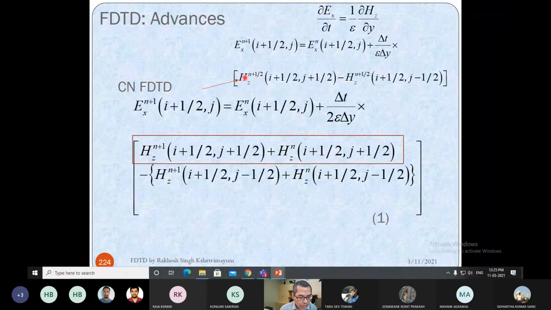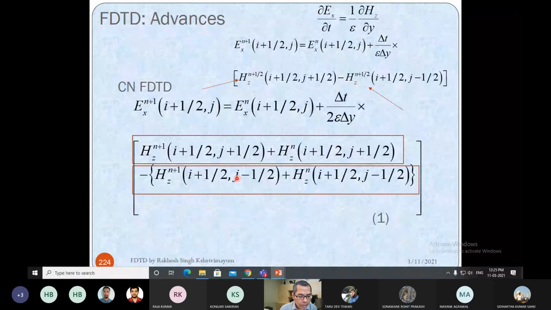So this term Hz at n plus a half is replaced by Hz at n plus 1 plus Hz at n, divided by 2. Similarly, this term here will be taken as the average of the Hz at n plus 1 and Hz at n. So when we do that, we already have an implicit term here, Hz at n plus 1, in the right hand side. We want to find a left hand side term, but in the right hand side we have the implicit terms here, Hz at n plus 1. So that's the whole idea of the implicit FDTD.